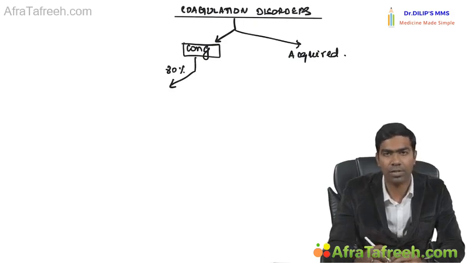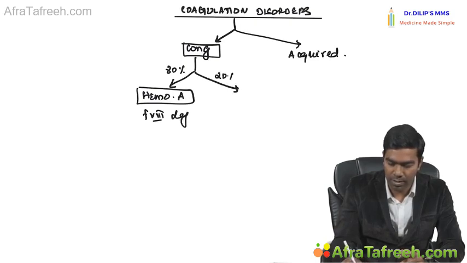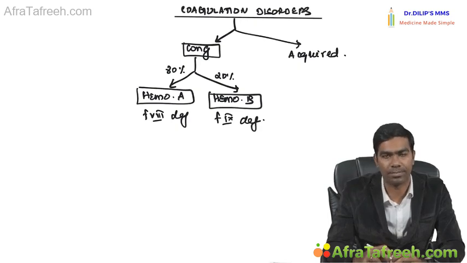80% of the congenital coagulation disorders will be due to one particular disorder called hemophilia A, which is typically due to factor VIII deficiency. And the remaining 20% is due to hemophilia B, which is again due to factor IX deficiency, which is also referred to as Christmas factor.